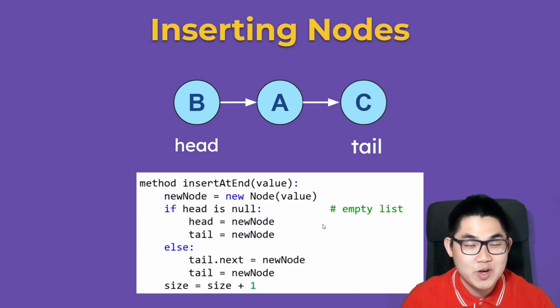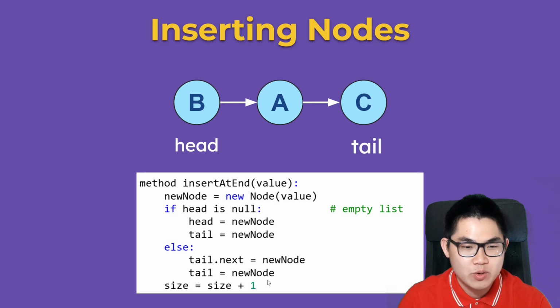And here's the pseudocode for inserting at the end. We start off with creating a new node, then check if the list is empty. We've already covered this part. And if it's not empty, we connect the tail to the new node. So that's what this line here does. Tail.next points to the new node. We update the tail pointer, so tail now points to the new node. And finally, we increase the size.